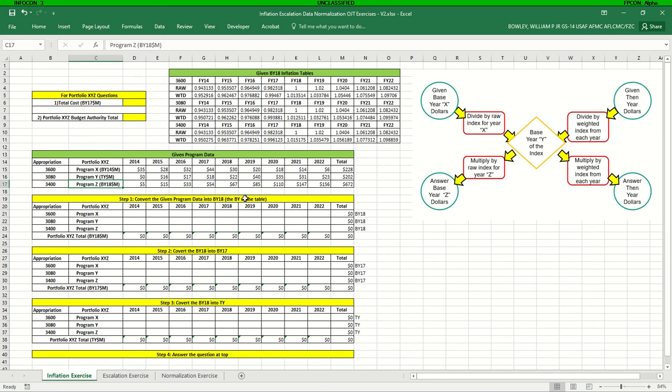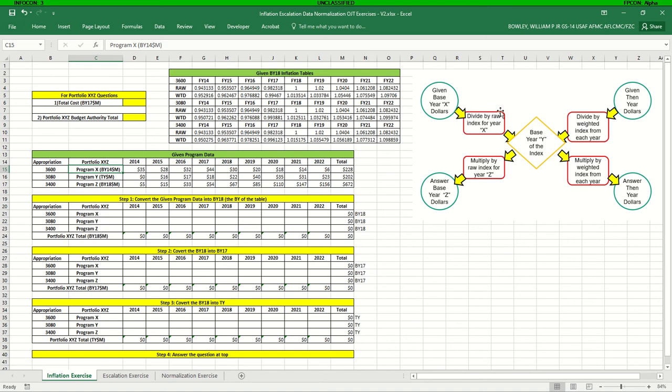So the first thing we want to do, and step one for this exercise, is to convert the given program data into common base year 18 data. Again, that's the base year of the table, base year 18. So we're converting program X from base year 14 to base year 18. In this graphic over here, we can look at it and say we're going from base year 14 to the base year of the index, which is base year 18.